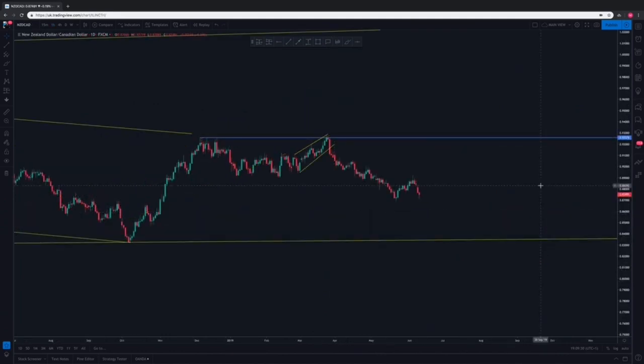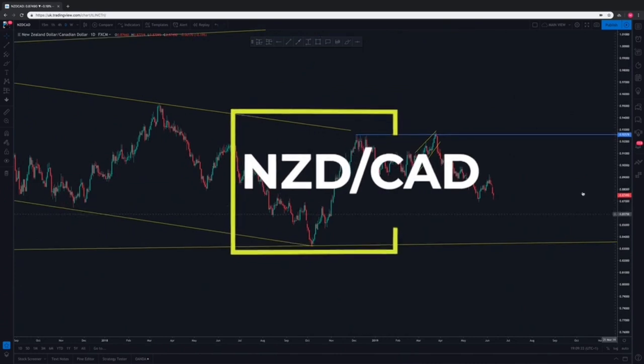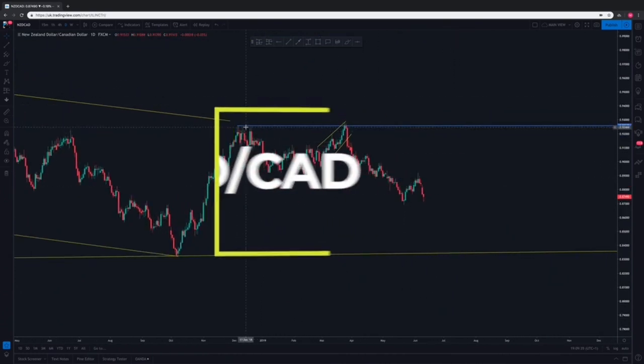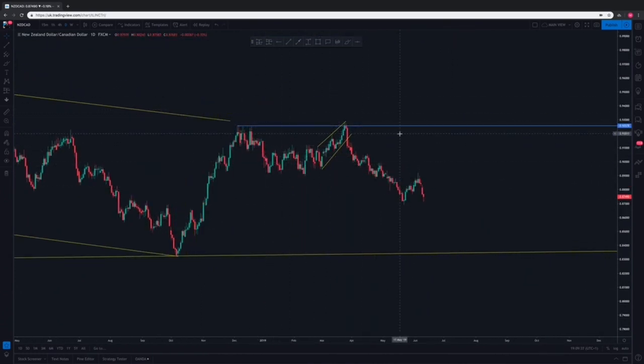So for this next example, we have Kiwi CAD. And what I love about this one is that we have the overall double top type formation and the higher time frame structure in alignment of it.